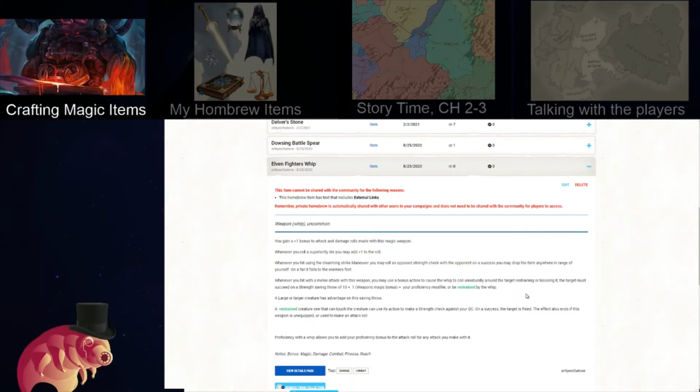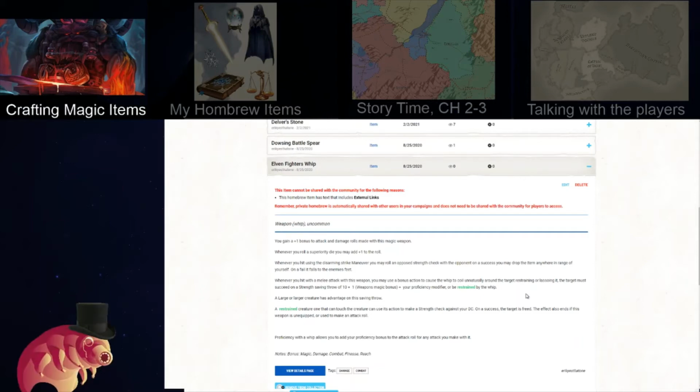Whenever you hit with a melee attack with this weapon, you may use a bonus action to cause the whip to coil unnaturally around the target, restraining or lassoing it. The target must succeed on a strength saving throw of 10 + 1, which is the weapon's magic bonus, plus your proficiency modifier, or be restrained by the whip. A large or larger creature has advantage on this saving throw. And then at the end, I just added in a little detail breaking down the restrained condition.